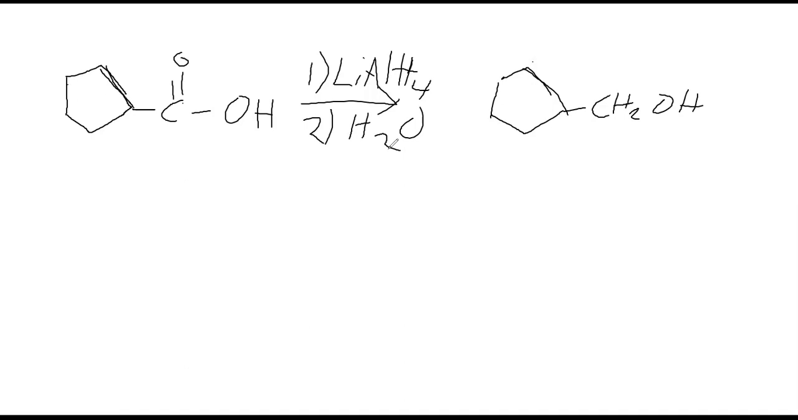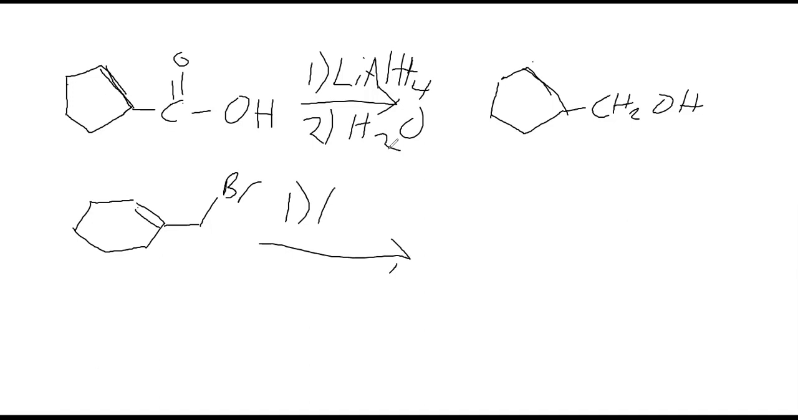So for B, we have a 1-cyclohexenol, it's like, let's see, methyl bromo... 1-cyclohexenol, that's a hard-worded name. But the first step is sodium cyanide. The second step is acid and heat.